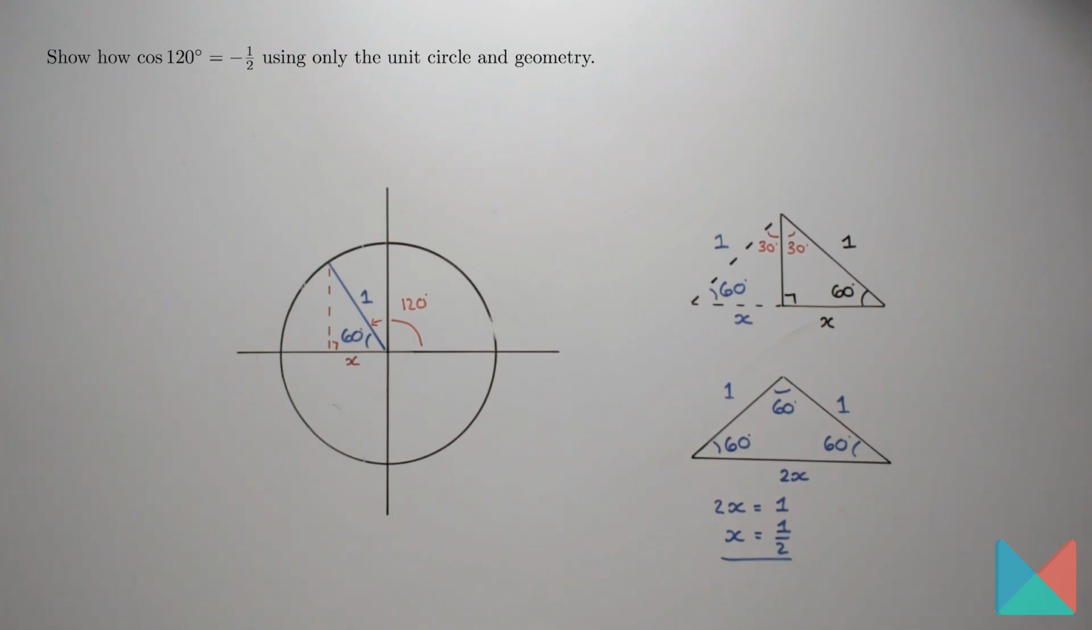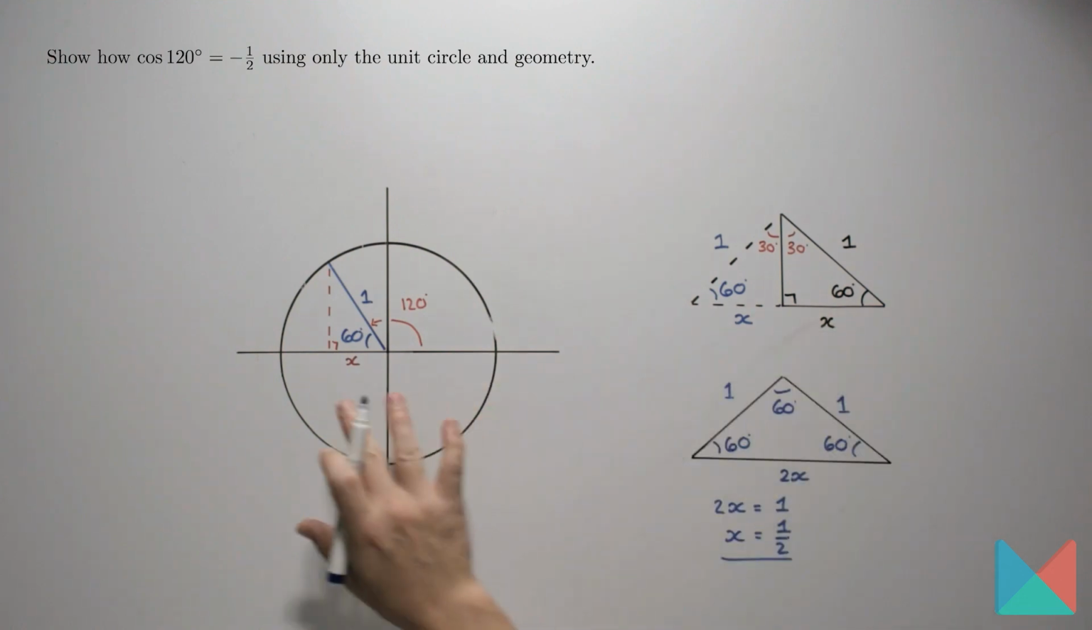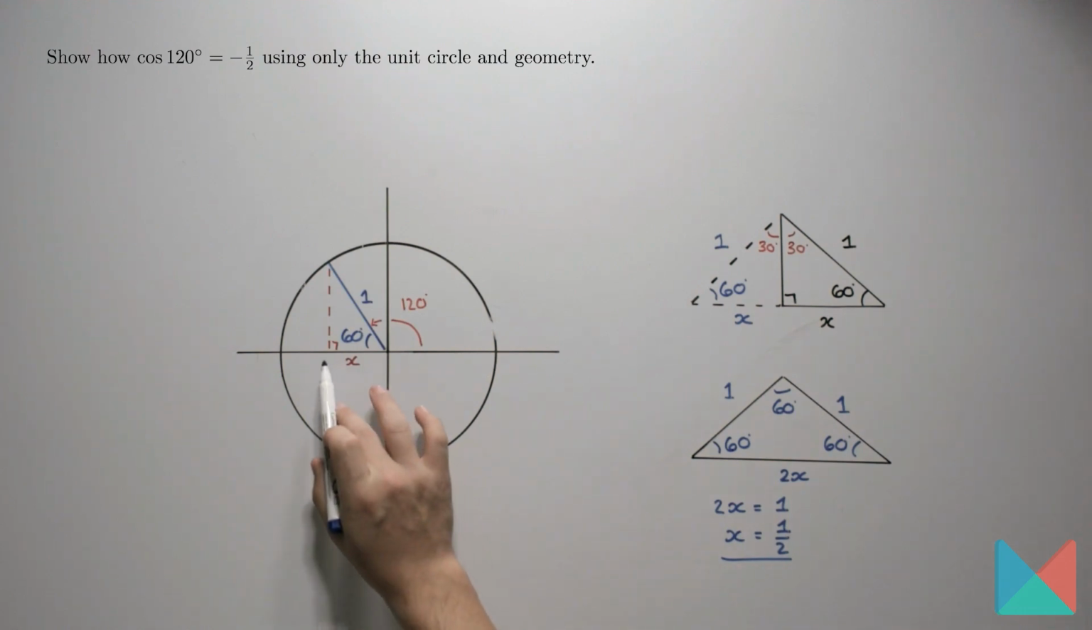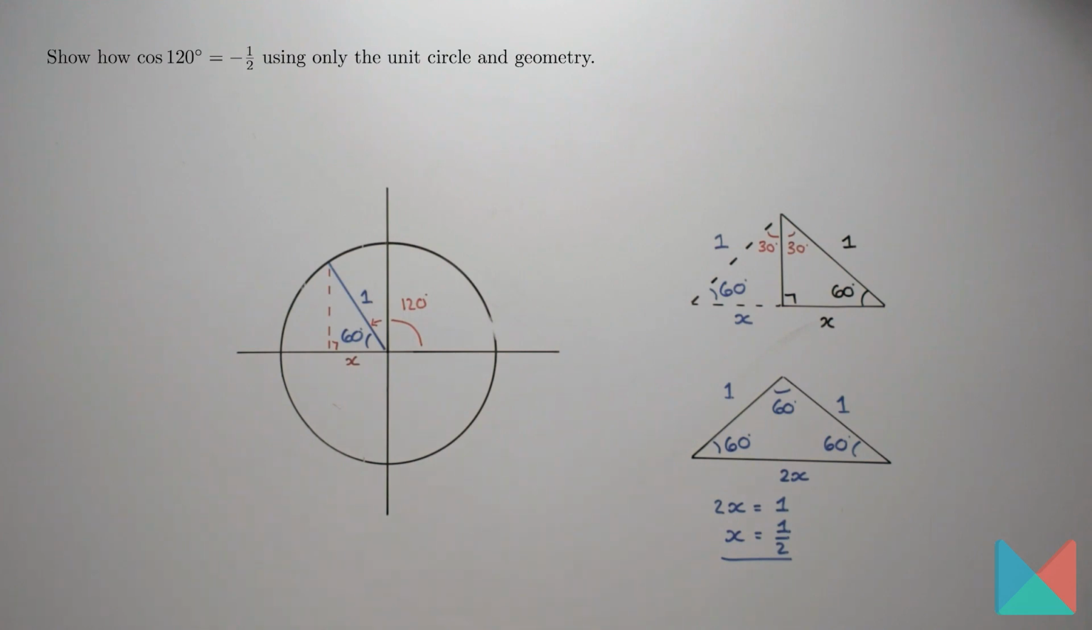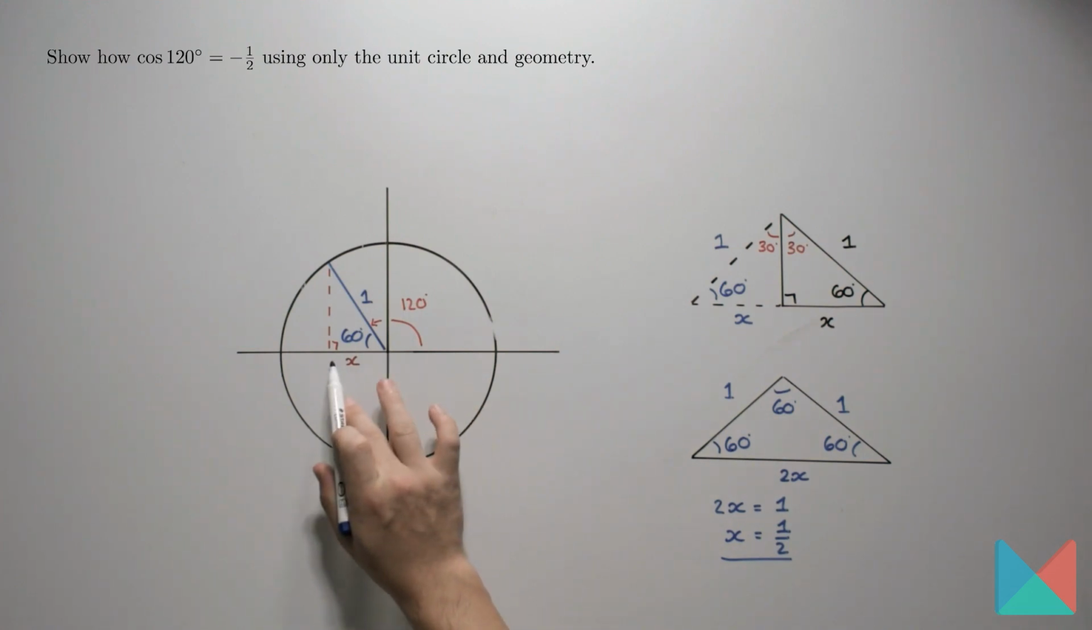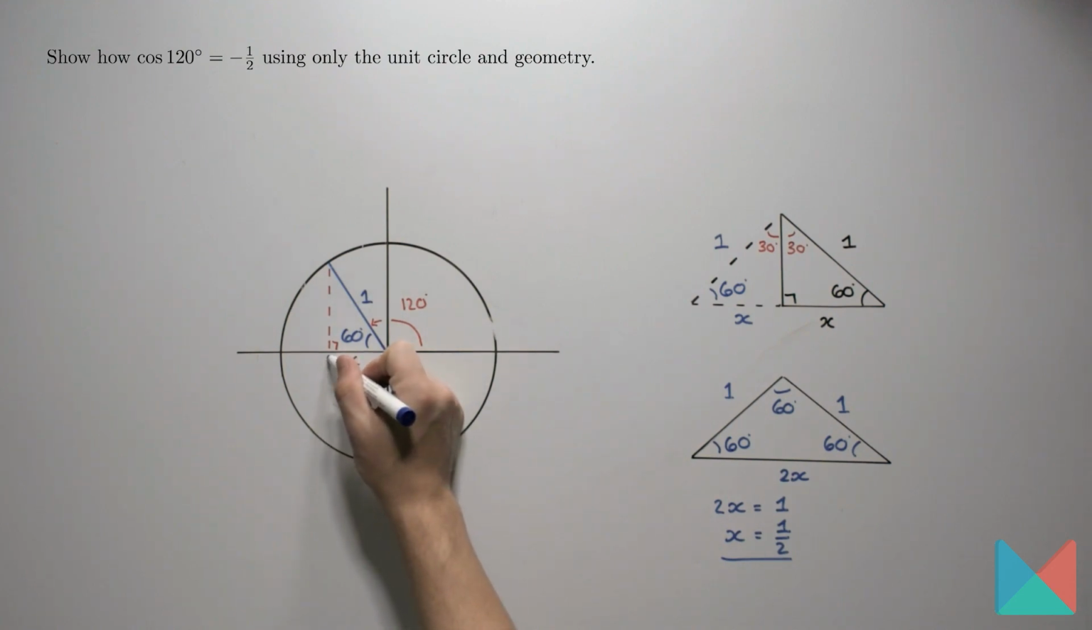At the moment, we have shown that this x value, the distance here, is equal to a half. And now we just need to relate this to the context of the unit circle. And so if we know the distance of this base of the triangle is equal to a half, that means that if we start from 0 and we go left a half unit, then we get to the coordinate, or the x component, of negative a half.